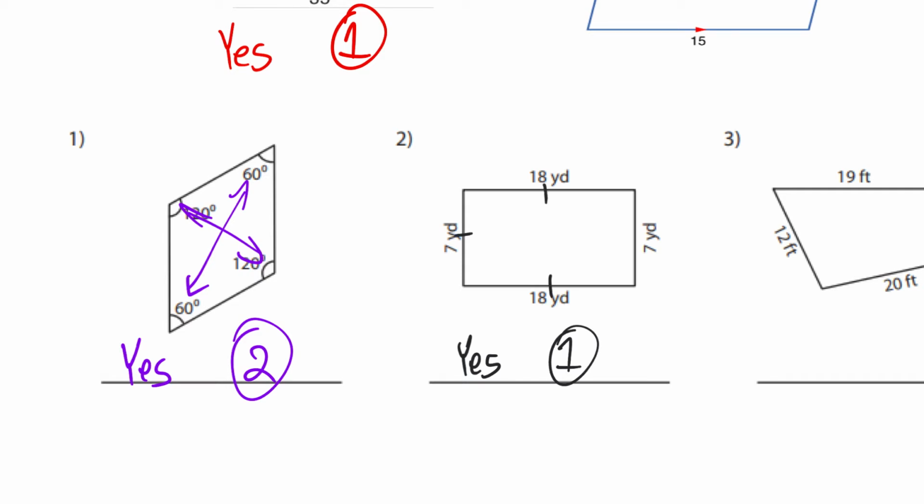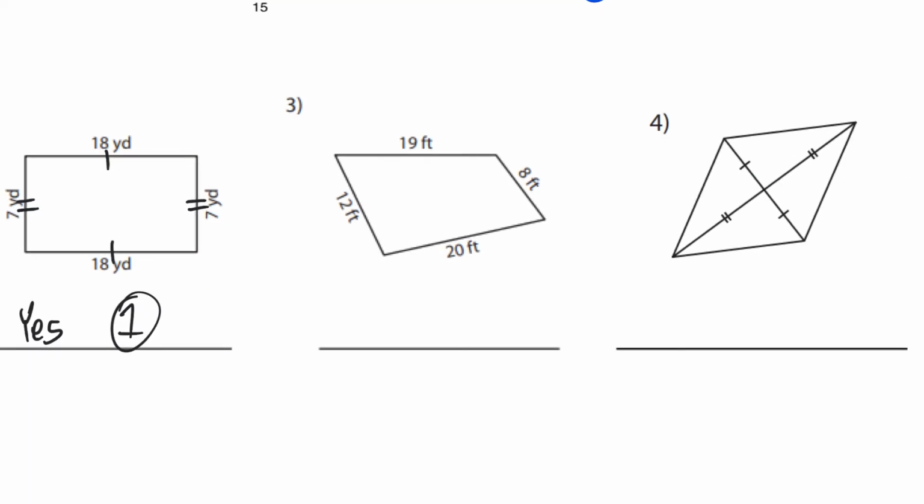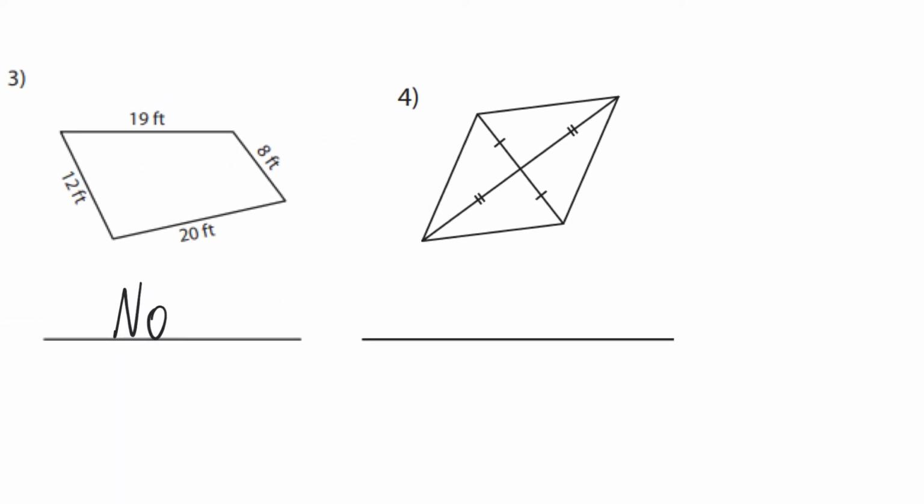This side is congruent to this side, and this side to this side. Okay, is number 3 a parallelogram? No, definitely not. You can see how these two sides are different. Okay, good. And number 4 is yes, based off of condition 3. The diagonals bisect each other.